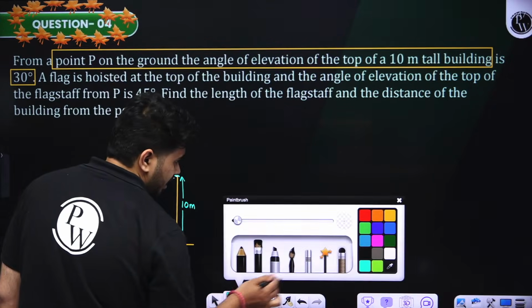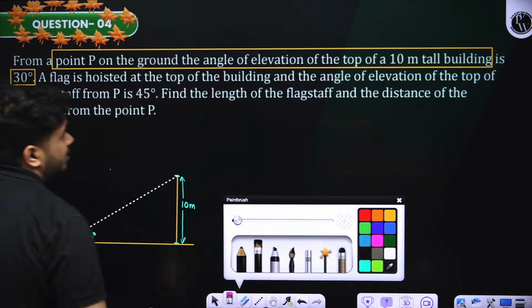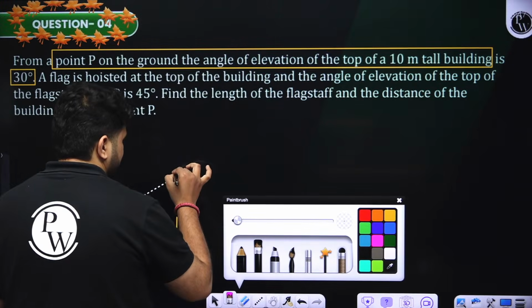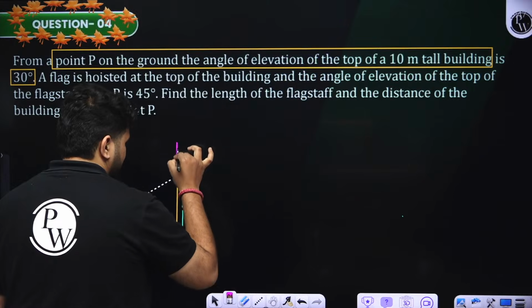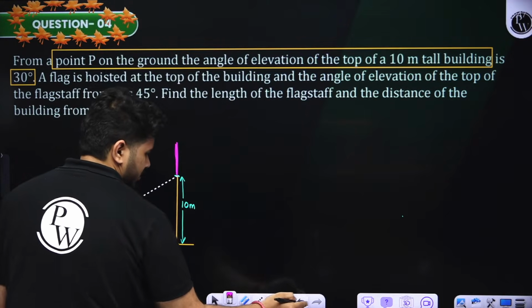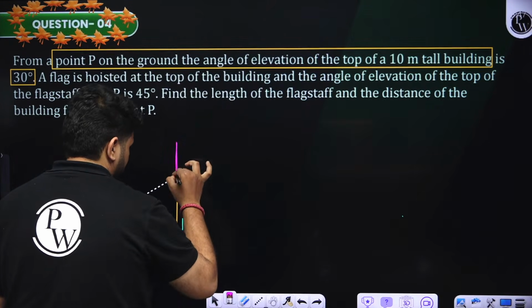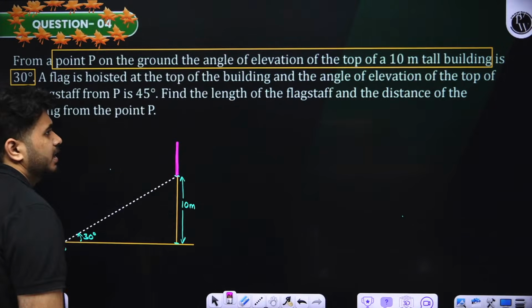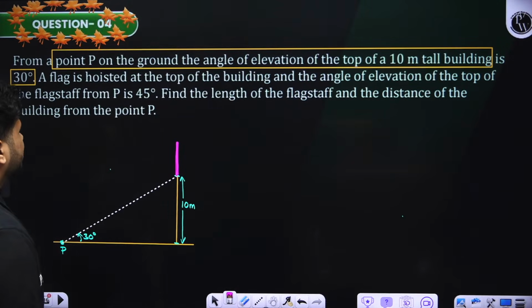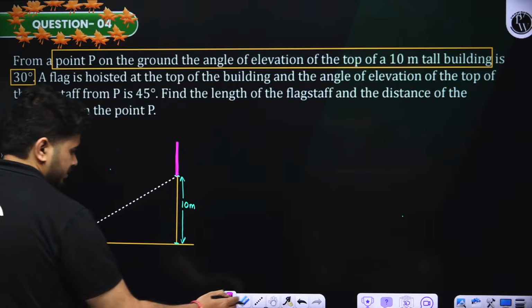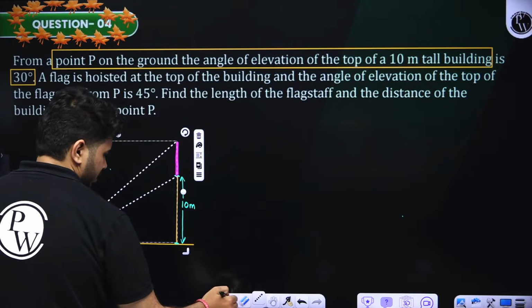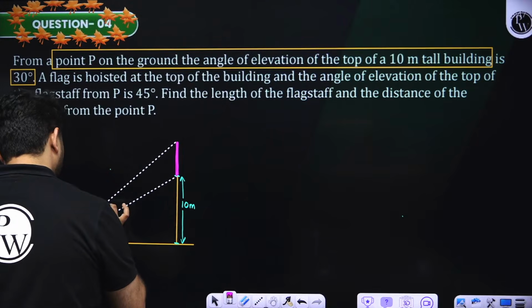Now they are telling that a flag is hoisted at the top of this building again. This is the flag you have over here. They are telling that the angle of elevation at the top of this is again 45 degrees. Over here if we check, this angle is 45 degrees.